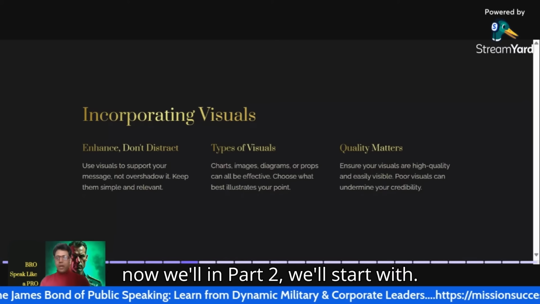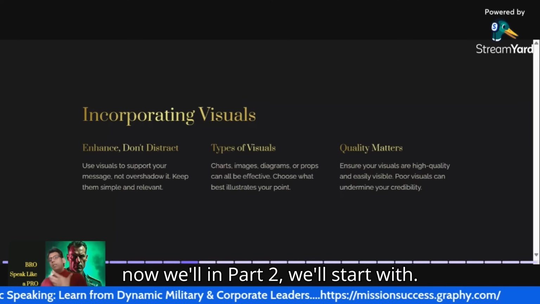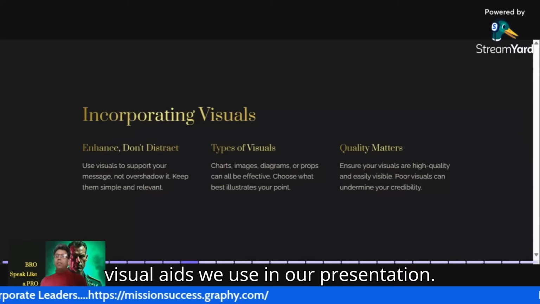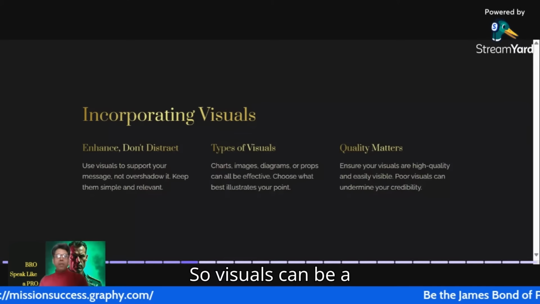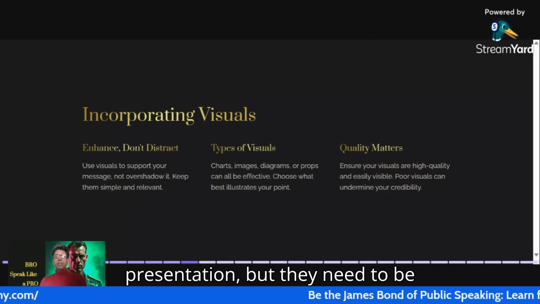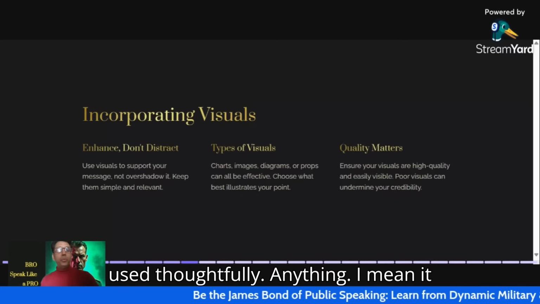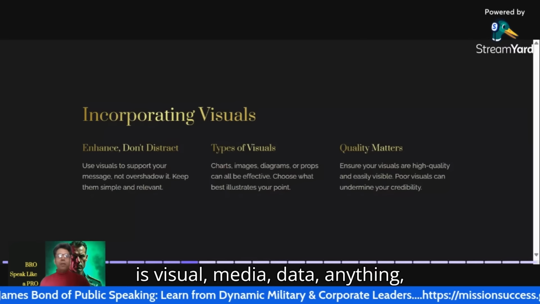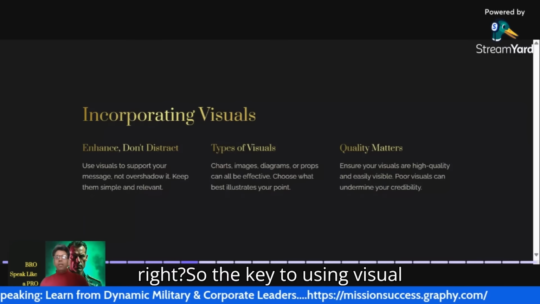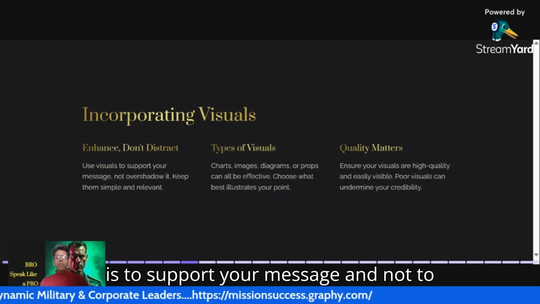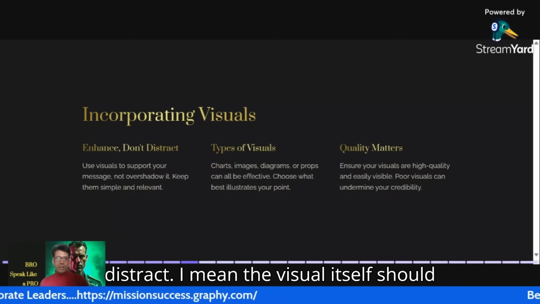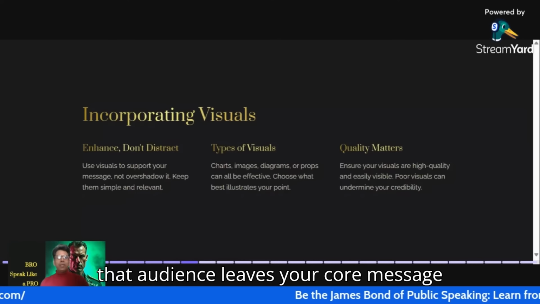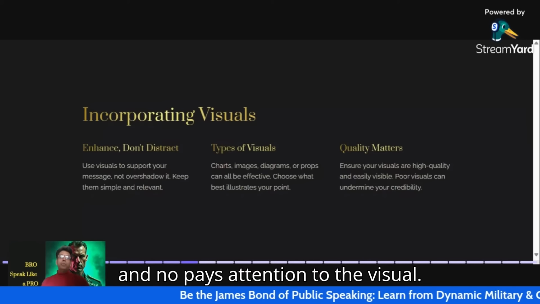Okay. So now in part two we'll start with firstly seeing what's the impact of visual aids we use in our presentation. So visuals can be a very powerful tool to enhance your presentation, but they need to be used thoughtfully. Anything, I mean, it cannot be overused. Anything, whether it is visual, media, data, anything, right? So the key to using visuals is to support your message and not to distract. I mean, the visual itself should not be so prominent or so distracting that the audience leaves your core message and only pays attention to the visual.